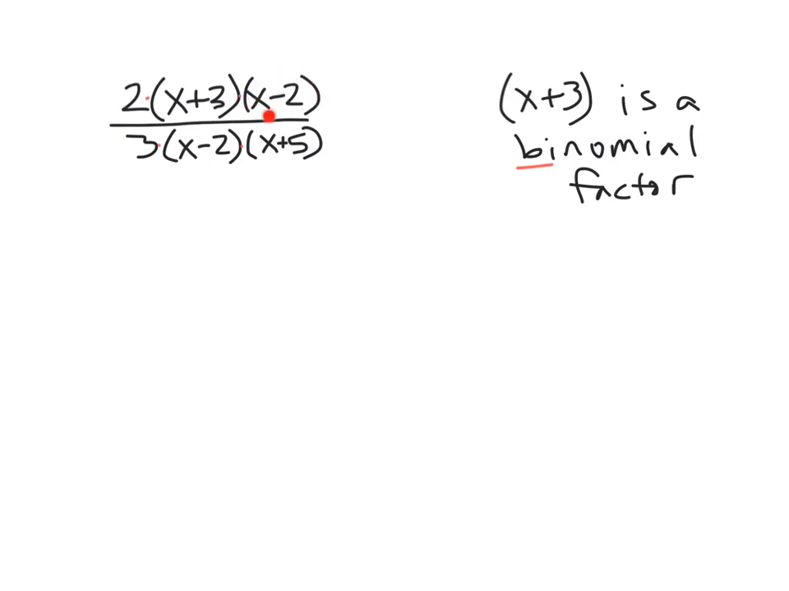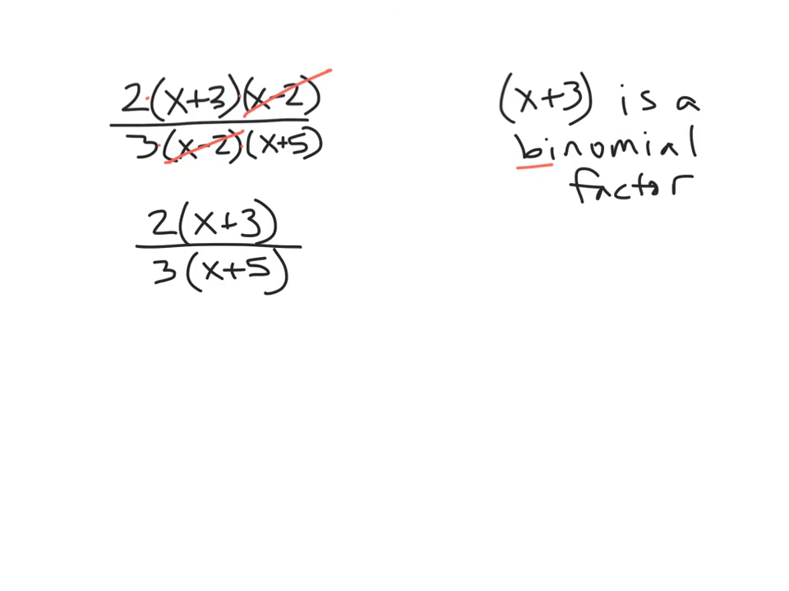Then we have x minus 2. X minus 2 is a binomial factor. Do I have x minus 2 as a binomial factor in the denominator? Yes, I do. So I can cancel this entire x minus 2 with this entire x minus 2, and I will get a simplified result of 2 times x plus 3 over 3 times x plus 5.